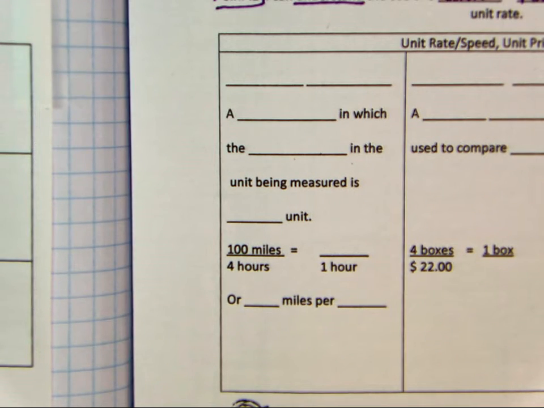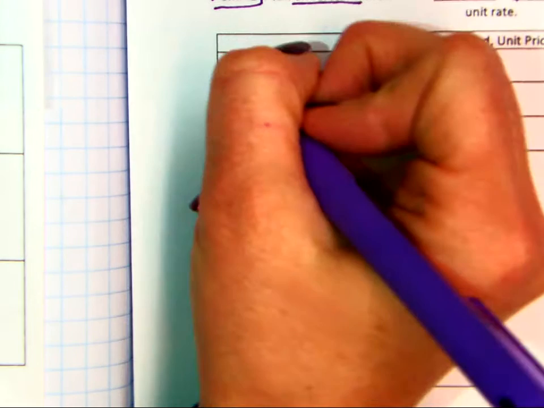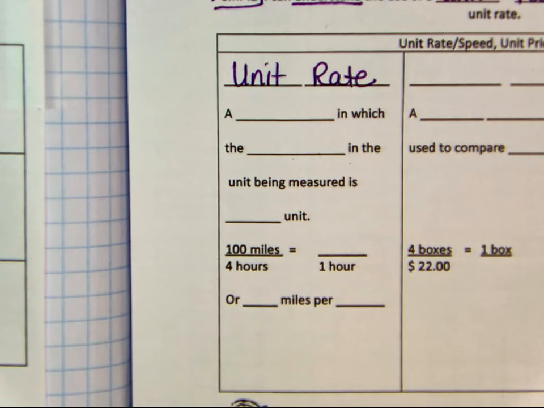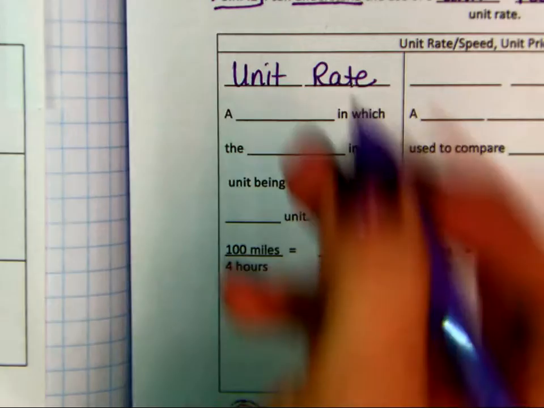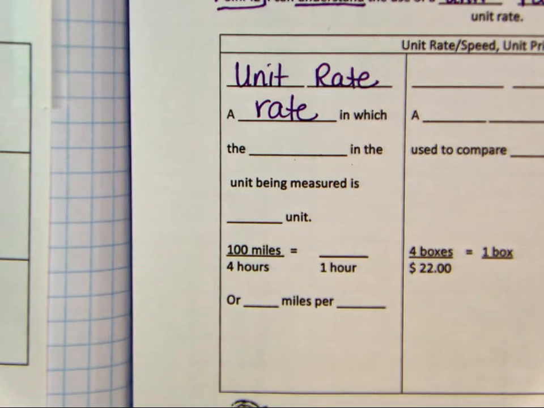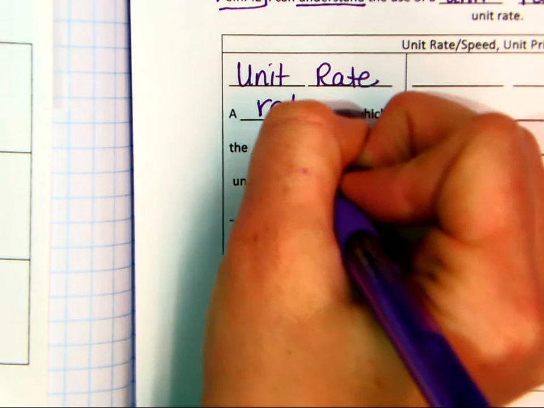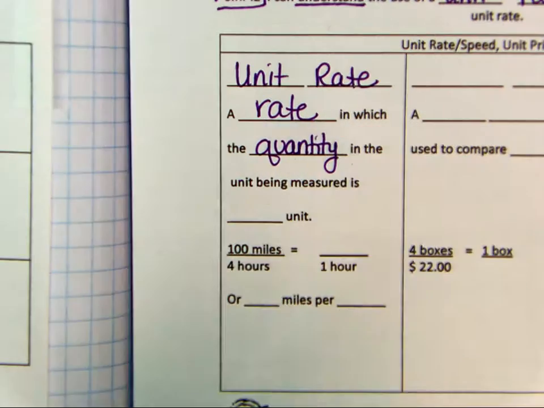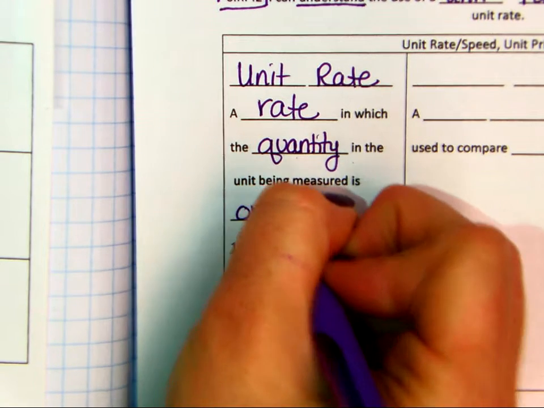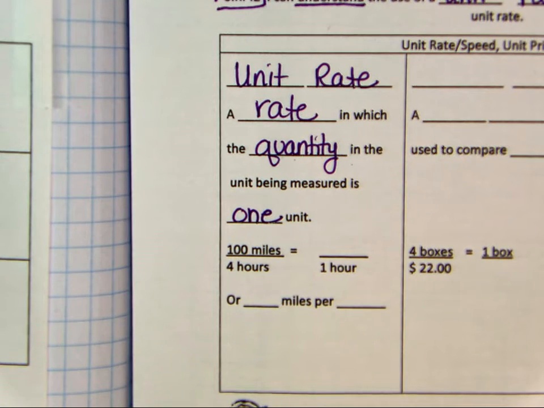In that first column, we are going to start off by writing on the first box, unit rate. And in that spot, we write the definition. A unit rate is a rate in which the quantity in the unit being measured is 1 unit. So it's always over 1 unit. Let's look at this example. We have 100 miles for 4 hours, or per 4 hours.